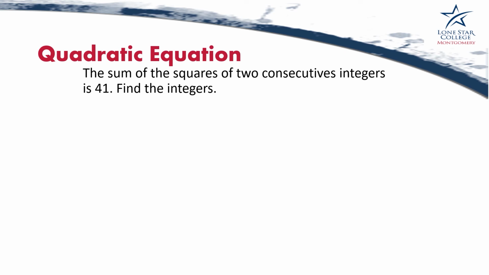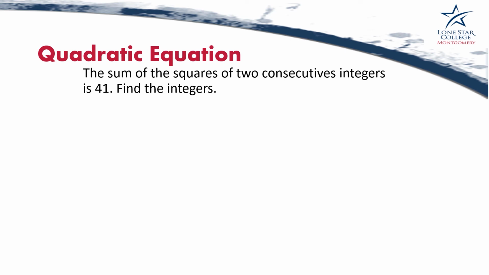Now, two consecutive integers. Integers means any whole number. Now consecutive is a word we have to make sure we understand. Consecutive means one after the other. So 1, 2, 3, 4, 5 are all consecutive numbers. So we don't know either integer.